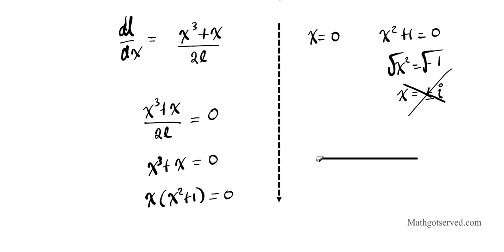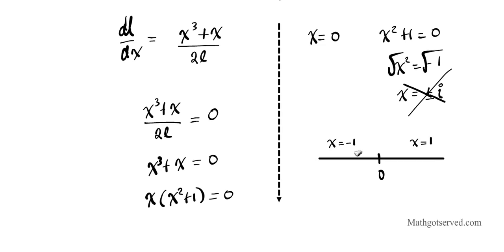So here goes my interval. The critical value is at 0. Now I'm going to test a number to the left of 0, x equals negative 1, and then to the right, I'm going to test x equals 1.